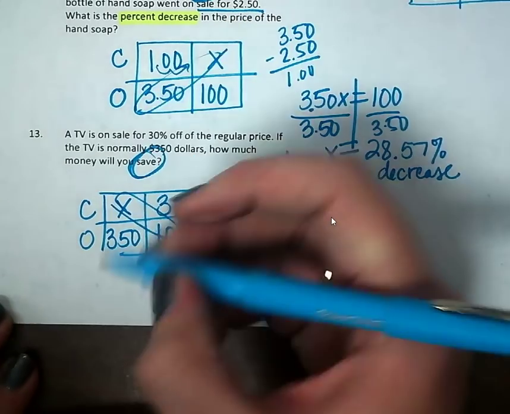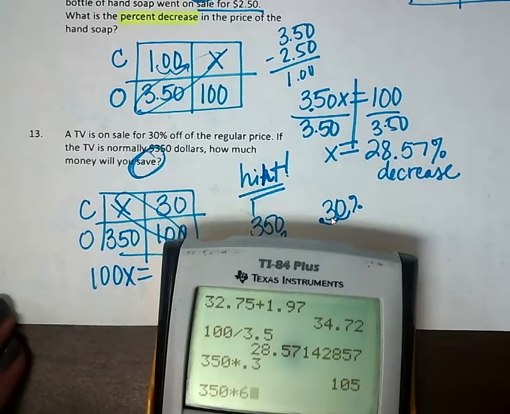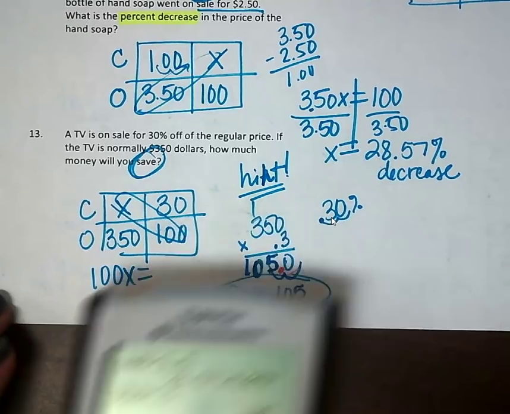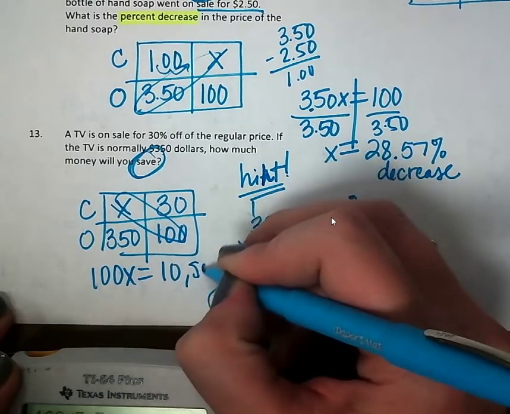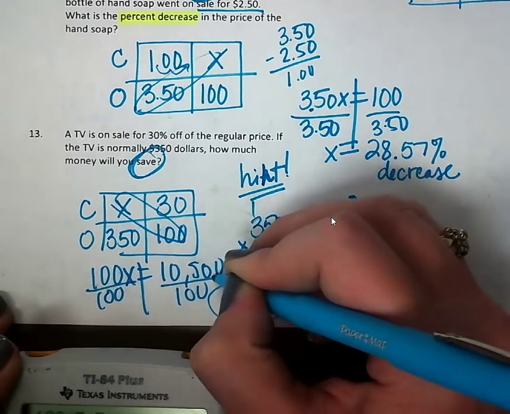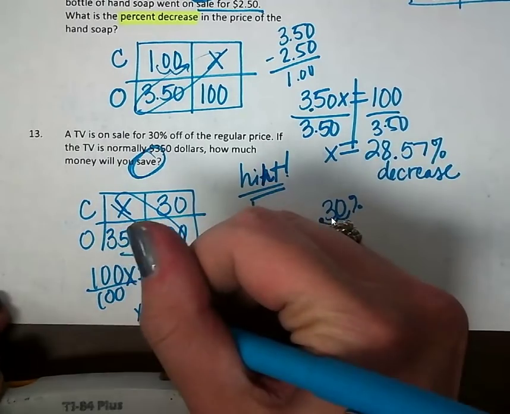Okay, could I have solved this box? Yes. 100x equals, and 350 times 30 is 10,500, which still would have gotten us the same answer. So we divide by 100, and I get 105, which is still the same exact thing.